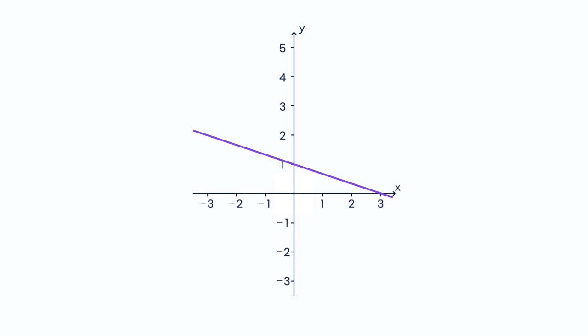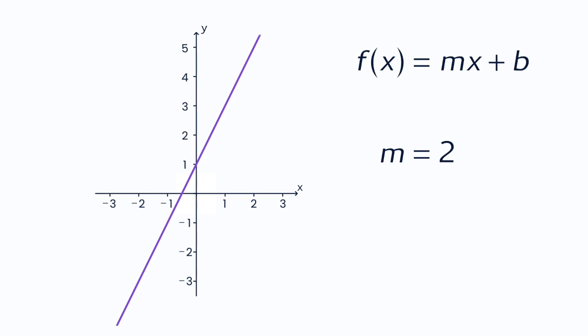Let's first look at an example where the linear function has a positive slope m, meaning m is greater than 0. Let's say that m equals 2 and b equals 1. Then the graph will look like this. When m is positive, the graph slopes upward to the right like this.